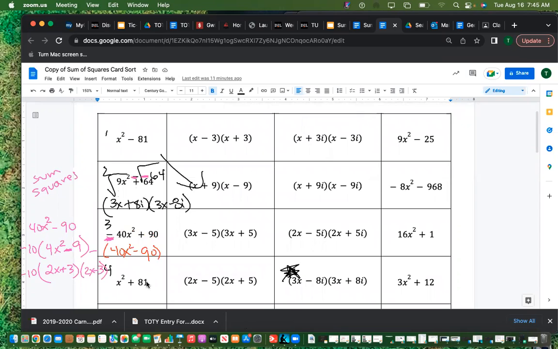All right, so the last one right here, we've got x squared plus 81. When we do this, we're going to rewrite this as x squared minus negative 81. So when I take the square root of x squared, what does that give me? X. And then what's the square root of negative 81? 9i. So we're going to have x plus 9i and x minus 9i. Yeah, that one. And that one's this one.